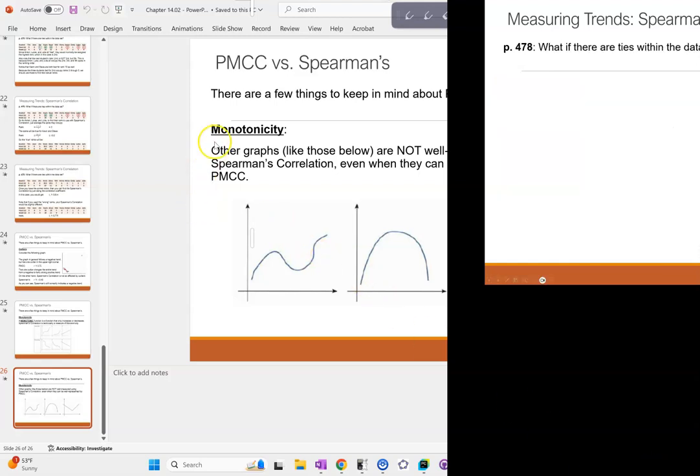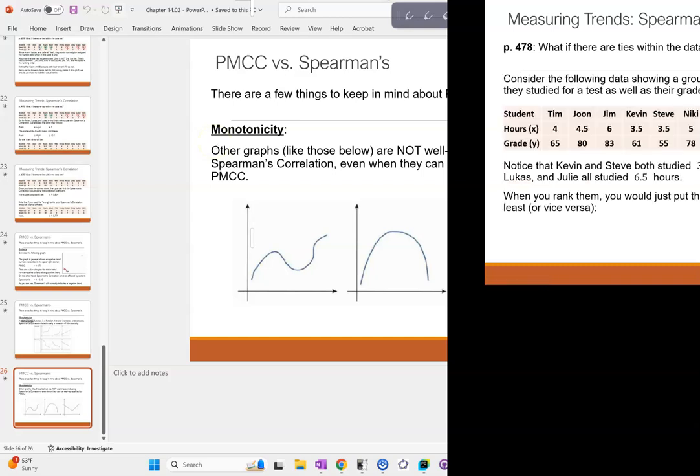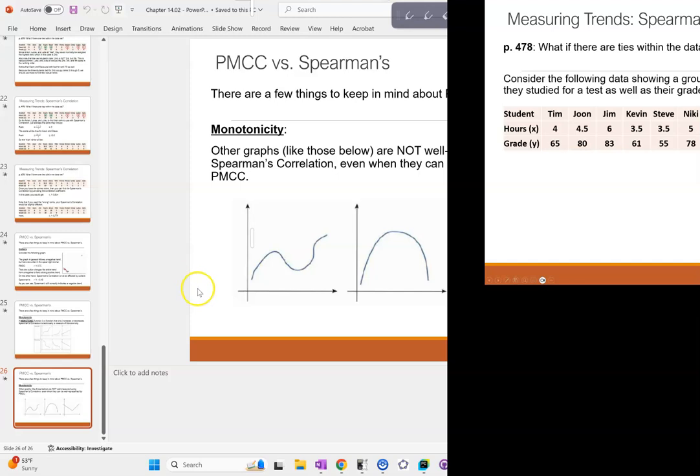All right. What happens if I have ties within my data set? So let's say we have this data set. If I look at the X's, ooh, I have two 3.5s, and then I have three 6.5s. Oh no! All right, so what would I do here?